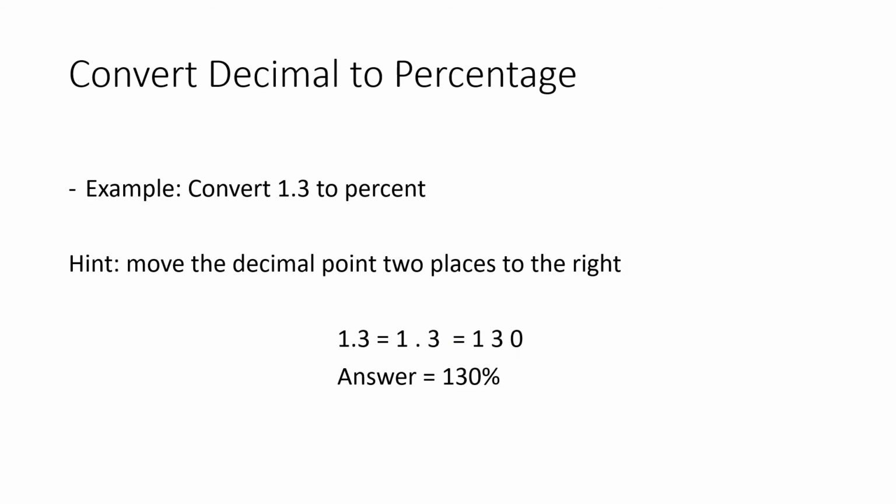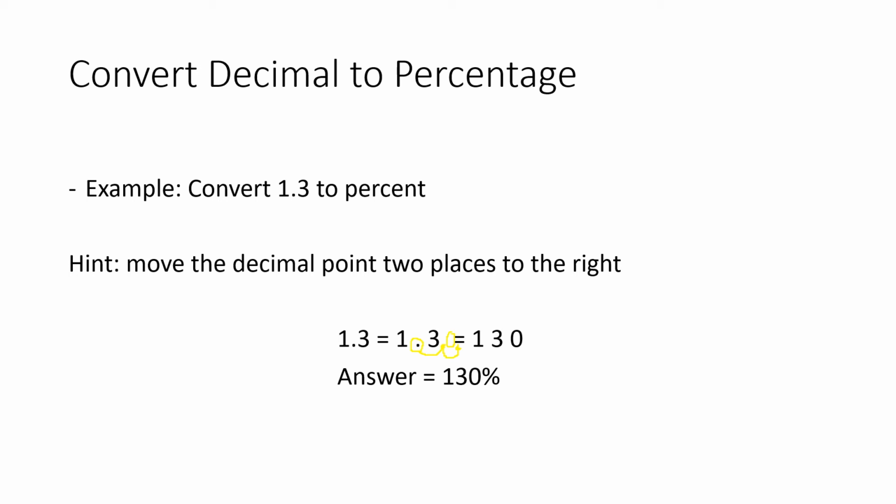Let's do another example here. Convert 1.3 to percent. All we'll do is move the decimal point 2 places to the right. At the moment the decimal point is here, it's 1.3. So we'll move one place. Now it becomes 13, because we have moved the decimal point to after 3, which is here. And because we have to move 2 places, we'll move another place. Now when we move the decimal point one more place and there are no numbers, we add a 0.